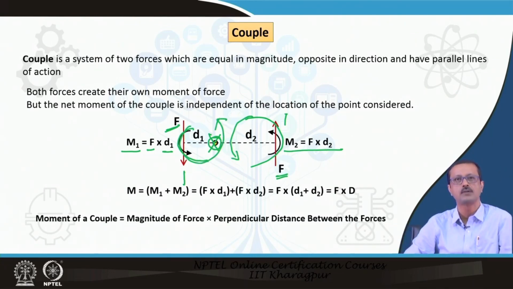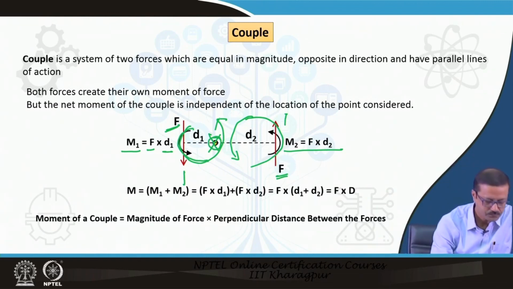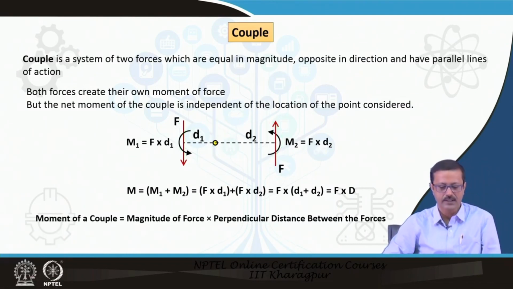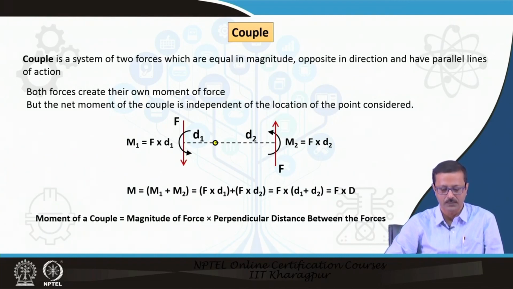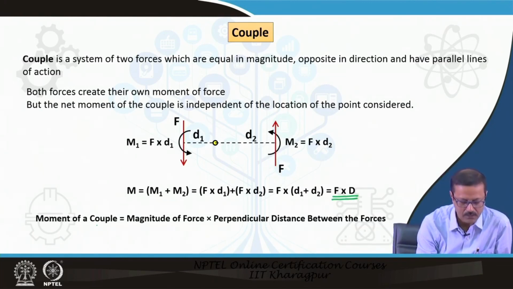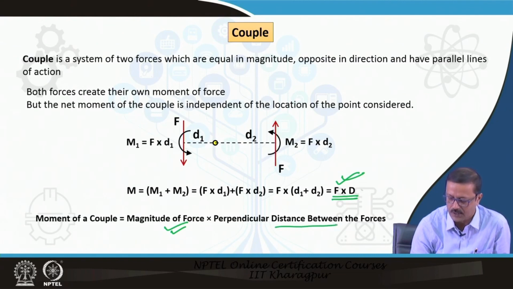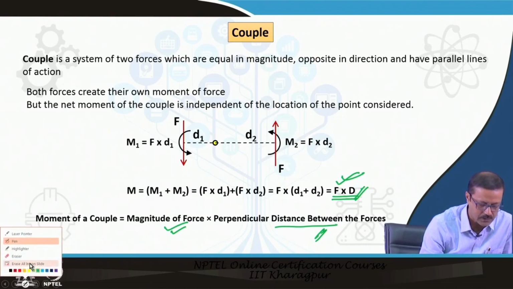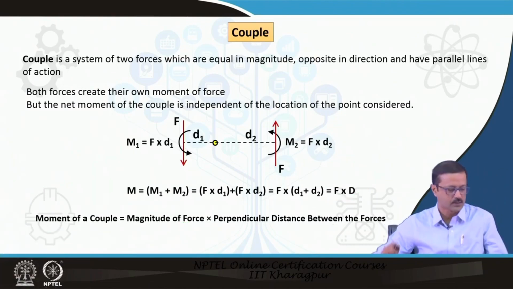So, the total moment will be M1 plus M2. If I do the addition, F1 into d1 plus F2 into d2, finally it gives me F into d. So, the moment of a couple, which is two forces opposite in direction and equal in magnitude, is the magnitude of the force, that is F, times the perpendicular distance between the forces. That is d. This gives me the formula to find the couple.